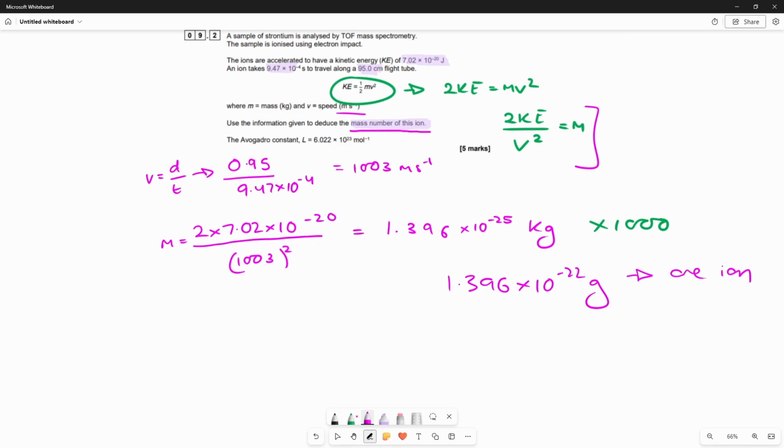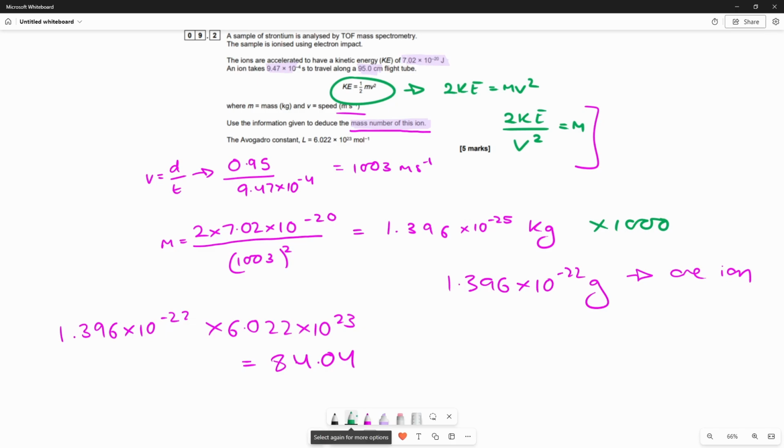And the way we're going to do that is we're going to multiply this by Avogadro's constant. So 1.396 times 10 to the minus 22 multiplied by 6.022 times 10 to the 23, and that equals 84.04. Because we know that the mass number of the ion will be the average mass of 1 mole of the ion. So we're going to multiply the mass of one ion, which is this, and Avogadro's constant, which is the number of ions within a mole, and we get this, which is the mass number.